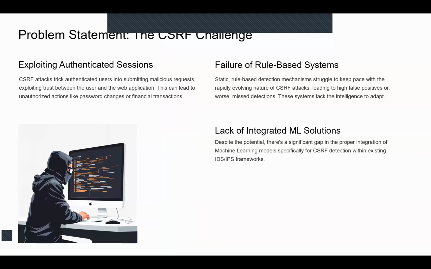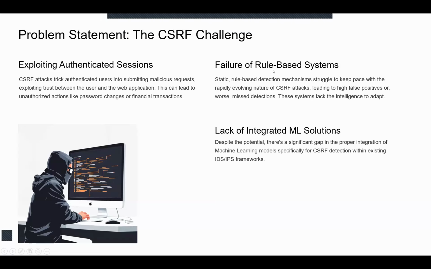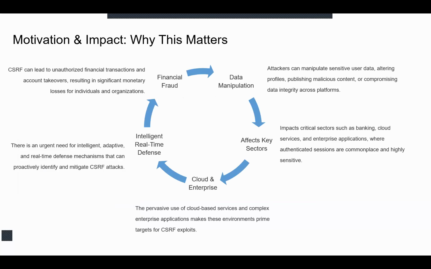As I told in my previous introduction slide, the problem statement is clear: there is a CSRF challenge, and we need to address it very seriously. There are a few measures like implementing a CSRF token, and a few others. I covered this popular scenario by giving examples like exploiting authenticated sessions, the failure of rule-based systems because the request looks legitimate, and the lack of integrated machine learning solutions for this. Now, the motivation, impact, and why it matters.